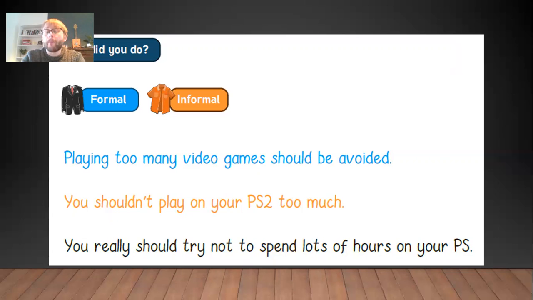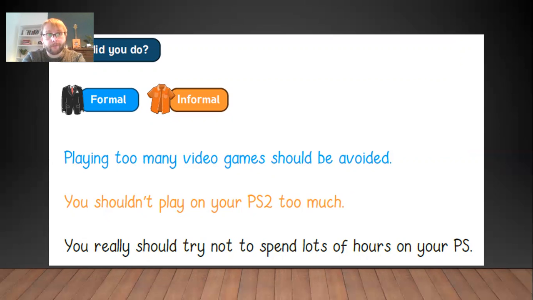I think the middle one is the one that I've put in black there: you really should try not to spend lots of hours on your PS. Now, nearly all formal, because it's not said you really shouldn't spend lots of hours. It said should try not to. However, it still said PS, so it's still got that shortening of a word, which is an informal technique.